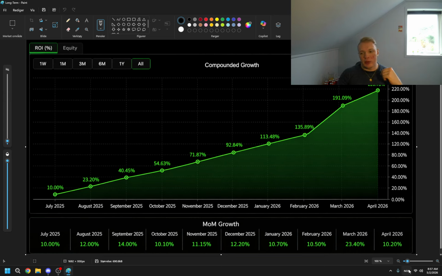So, as for April, at the bottom down here, April ended up 10.2%. Again, 10% is my monthly max. So as you can see, since I started recording till now, I'm up 220%, which is very nice. And you can see there was a huge jump here. This is way out of whack.